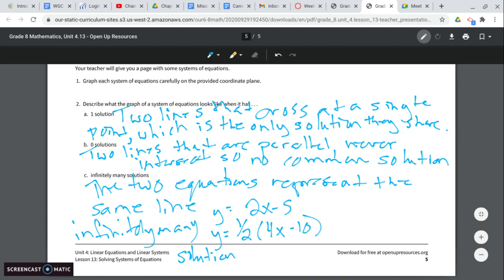So when we have it so that every single point along there is a solution for it. So this goes back to looking at our infinitely many when we have the same lines. Zero solutions where we have the same slope but a different constant. That's the zero solutions. Same slope means they're parallel. And then one solution is everything else.